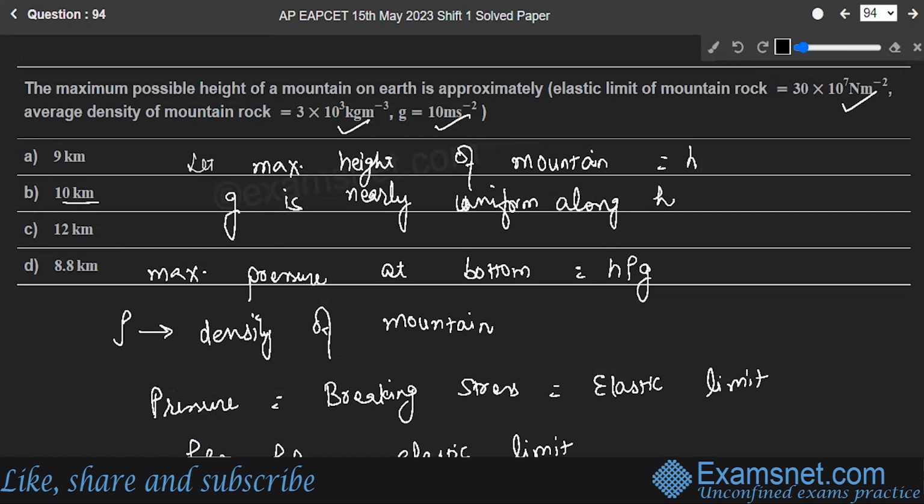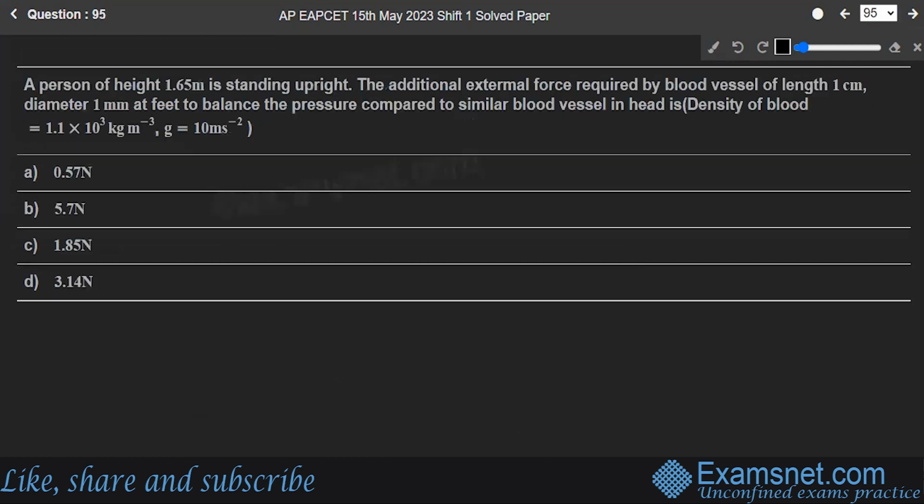I have the options in kilometers. So 10 raised to power 4 meters is equal to 10 kilometers. That is option B, the right answer. Hope you understood this. Next is question number 95.